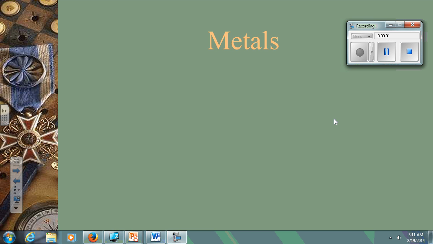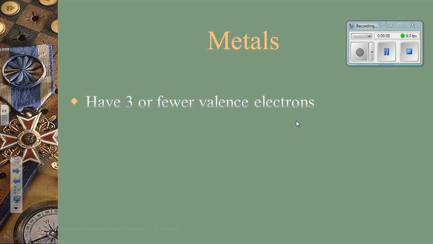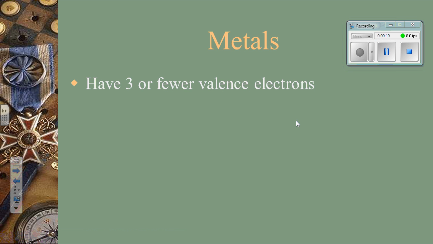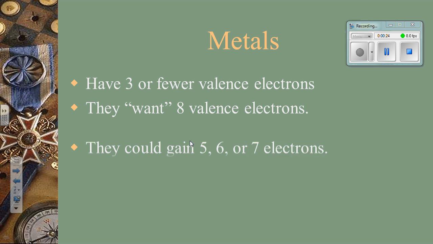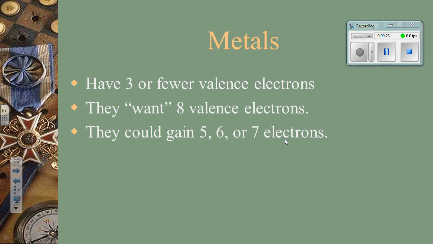In this video, we're going to look at what happens with the metals and the nonmetals as they strive to follow the octet rule. Remember that metals are the things found to the left on the periodic table. They have 3 or fewer valence electrons. If they have 3 or fewer valence electrons and they want the 8 for the octet rule, then there are 2 possibilities. They could gain 5 or 6 or 7 electrons to get to the 8, or the other alternative is they could take these 3 or fewer and lose them. So that would be 1, 2, or 3 electrons.